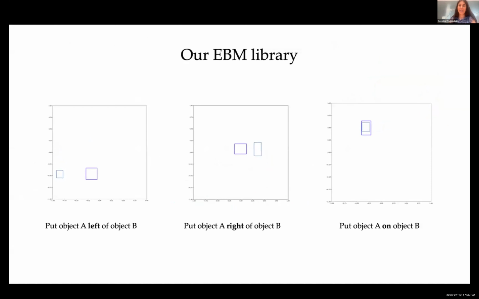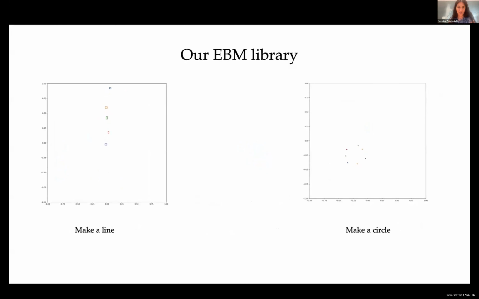So here is our energy-based model library, and the only reason we didn't use diffusion models is that this work was developed before diffusion models became popular. So we have A left, right, A on top, below, and we also explored using the same object graphs in 3D as opposed to 2D. So here you see them in a bird's eye view configuration, but you can also consider them in 3D. So here is make a line, and here is make a circle.